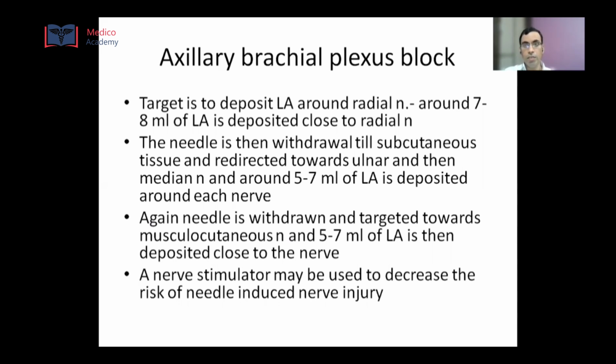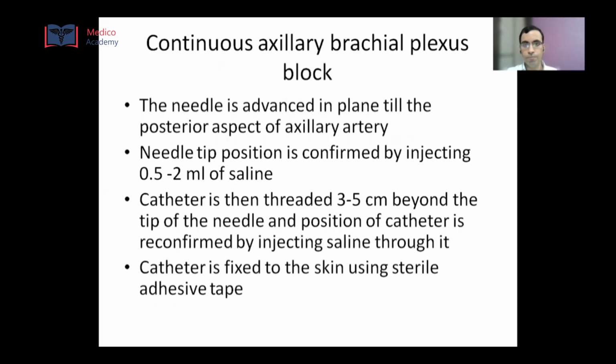The needle is again withdrawn till the subcutaneous plane is reached and then redirected towards the musculocutaneous nerve, which lies in between the coracobrachialis and biceps muscle or in the belly of either of these muscles. And again, around 5 ml of local anesthetic is deposited close to musculocutaneous nerve. A nerve stimulator can also be used to decrease the risk of inadvertent needle injury.